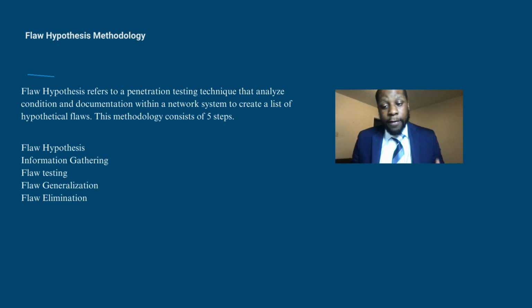Flaw hypothesis is the proposed explanation or prediction regarding a weakness or vulnerability within a system or its software. Information gathering is the collecting of data using various sources such as social media platforms, public records, and online databases. Flaw testing is the identifying of those potential weaknesses or vulnerabilities. Flaw generalization is the act of deriving those patterns, recognizing commonalities in your system or software. Flaw elimination is the patching, updating, and reconfiguring of your system.